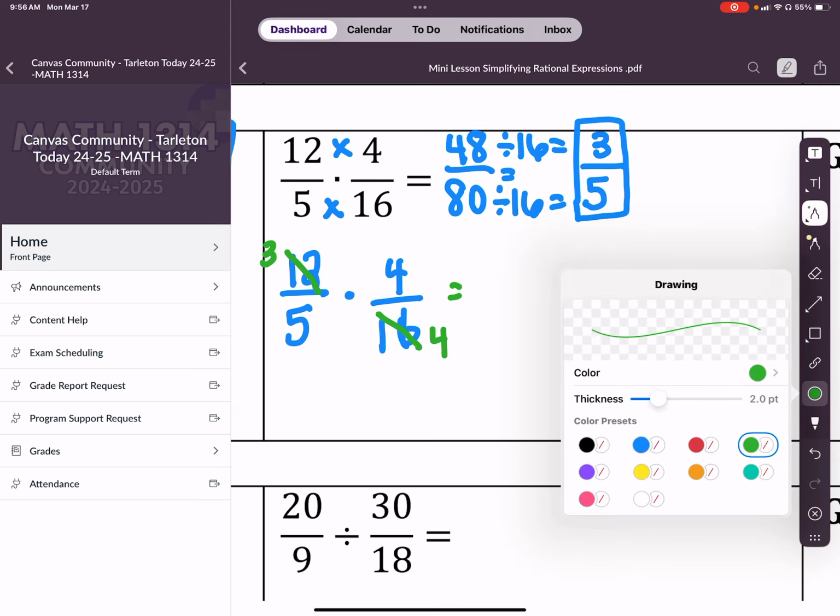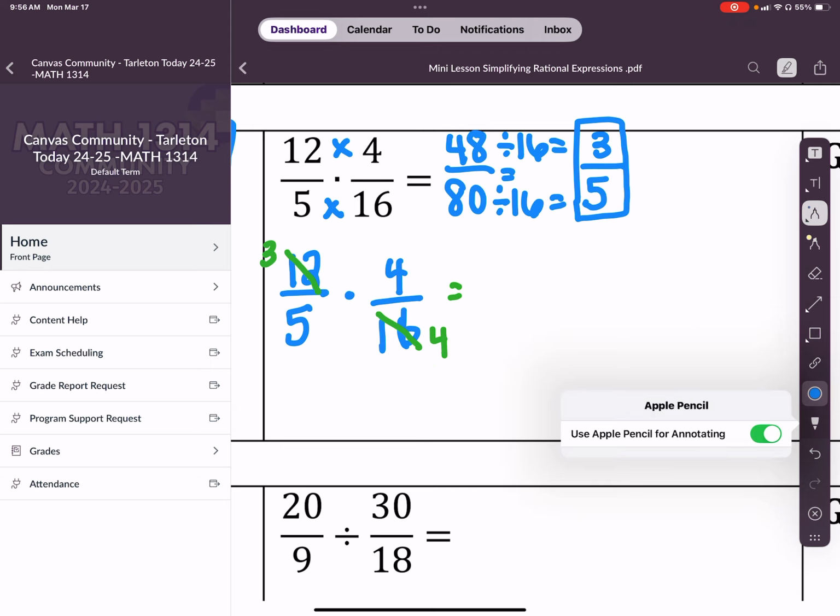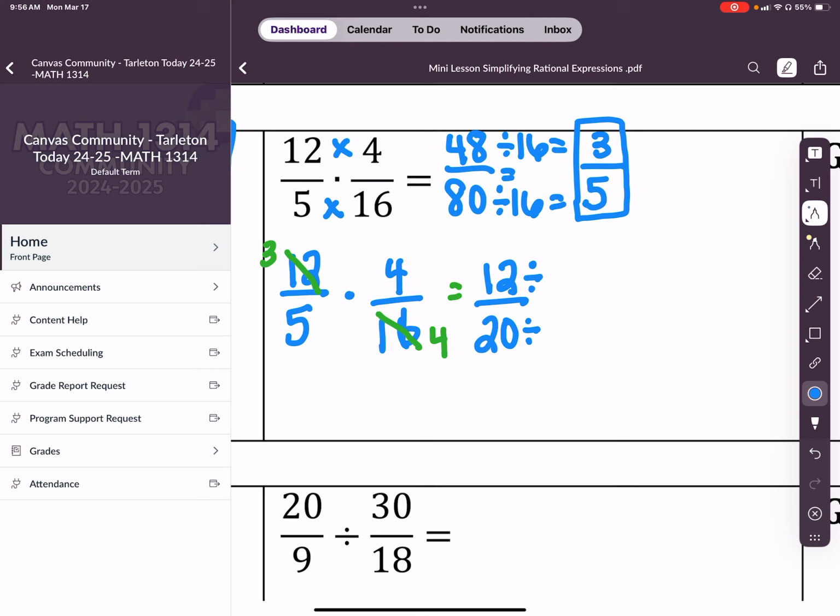Okay? So now, again, I'm just going to multiply straight across. So 3 times 4 gives me 12. 5 times 4 gives me 20. Okay? So as you can see in this example, just because you cross-cancel some of them does not mean that it's going to give it to you in simplest form. So I need to divide my numerator and my denominator here.